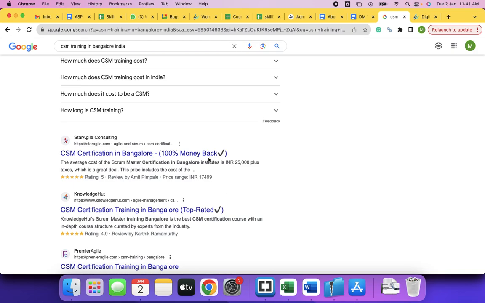People who opt for CSM certification, their main goal is to get certified. They take this training for certification. They have to write the exam and clear the exam, and if a company can assure a 100% pass rate, correct? The tendency of them clicking on the search results will be very high. That's how you can improve the CTR. That becomes the CTR trigger, right?